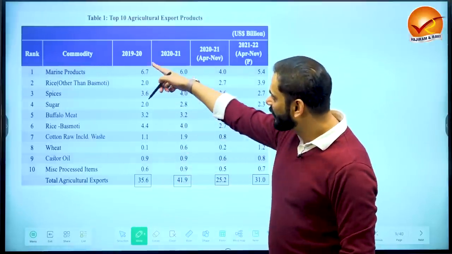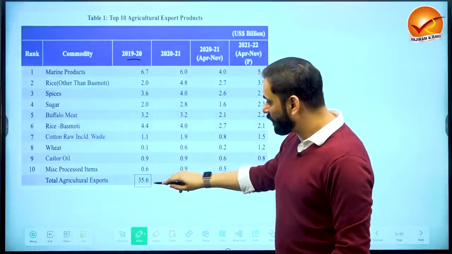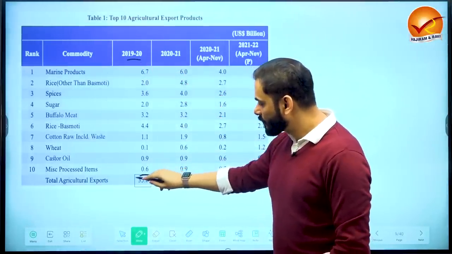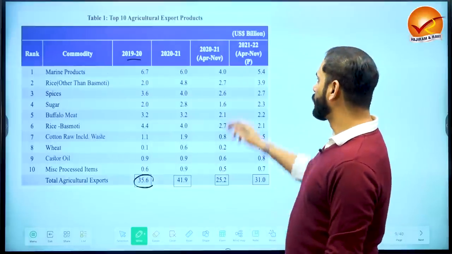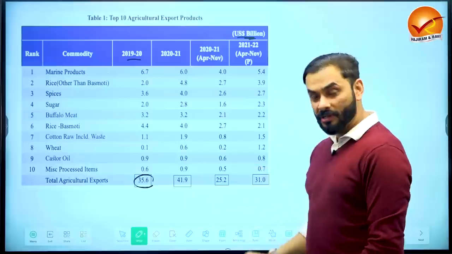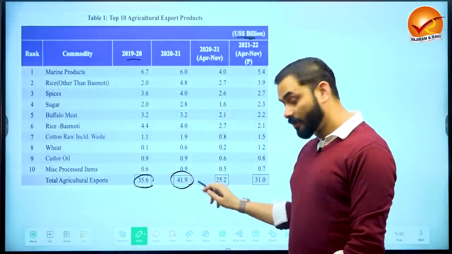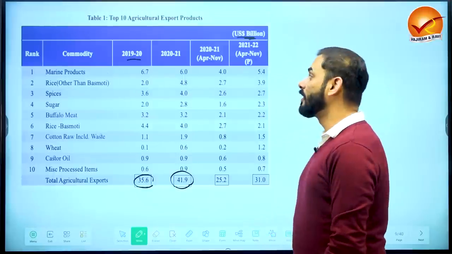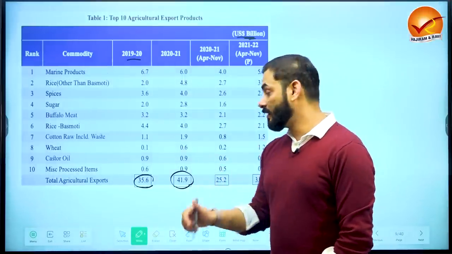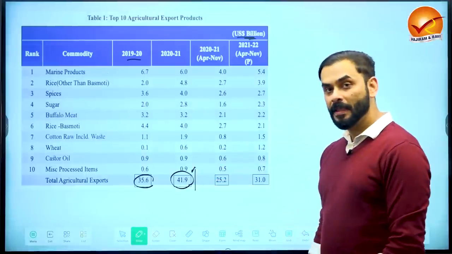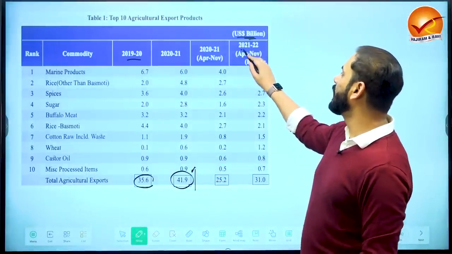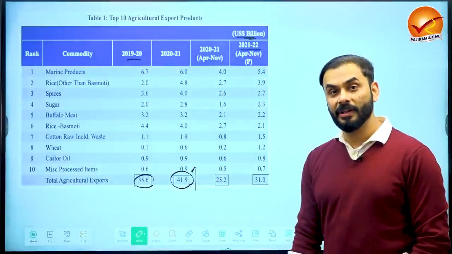So see, in the year 2019-20, if you look at the total agricultural exports, it was 35.6, right? So we are talking in billion dollars. So $35.6 billion. Now in 2020-21, it became 41.9, which means despite COVID, our agricultural export increased. So it's a good thing. Now we have to compare it with 2021-22.